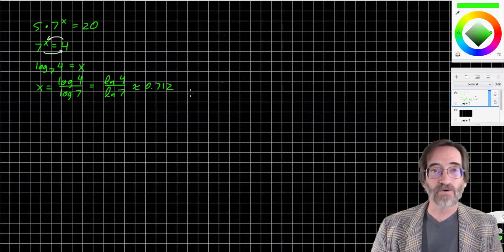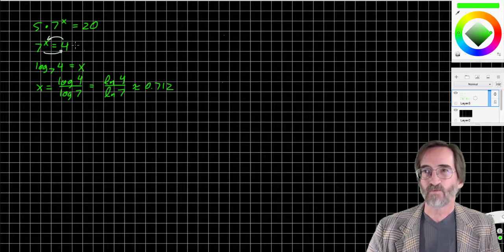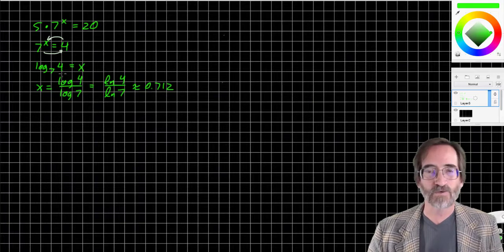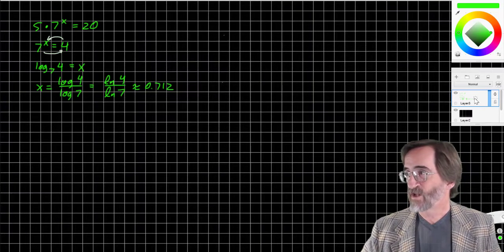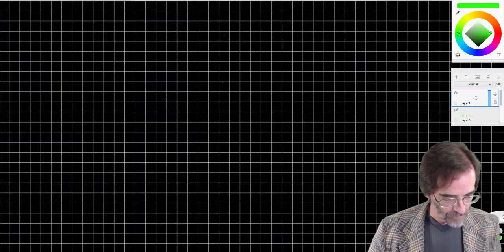Okay, so that's the first example I want to give. All right, so solving for an exponential and then turning it into a logarithmic equation, and then using that to find the decimal approximation.